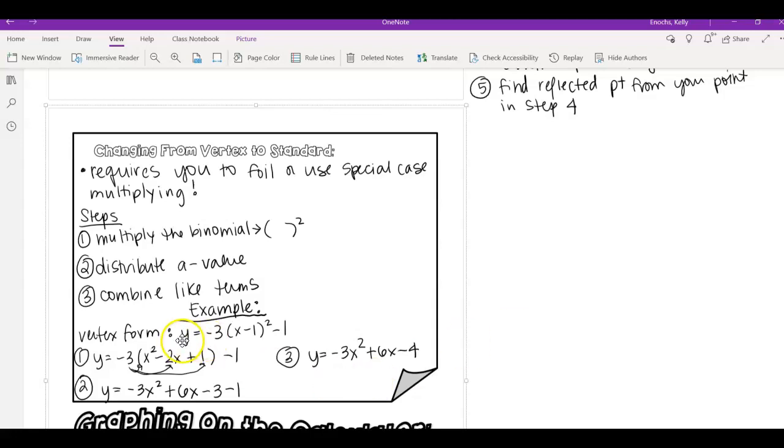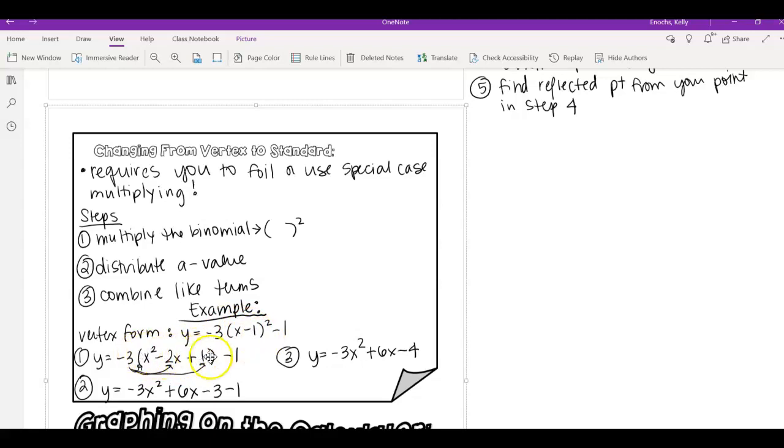So you can see in my example, I started out with a vertex form here. y equals negative 3 times (x minus 1) squared minus 1. I got to get rid of this parentheses first. So I do that by multiplying x minus 1 times x minus 1 using FOIL or special cases. So if I do x minus 1 times x minus 1, I get x squared minus 2x plus 1.